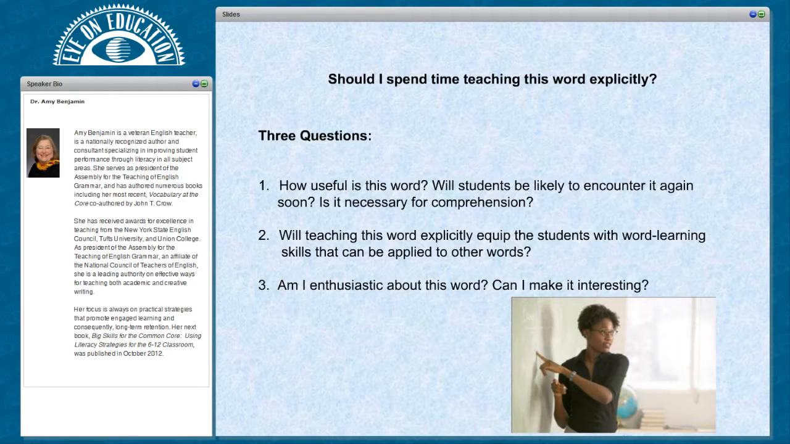So I have to ask myself, am I enthusiastic about this word? Do I have stories about this word? Do I think that I can make this word interesting? So those are my 3 criteria for whether I'm going to spend my class time with this word.